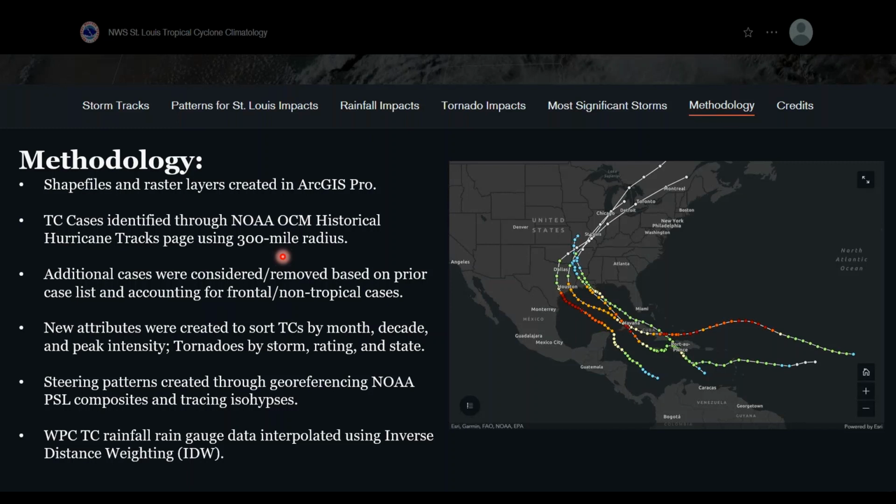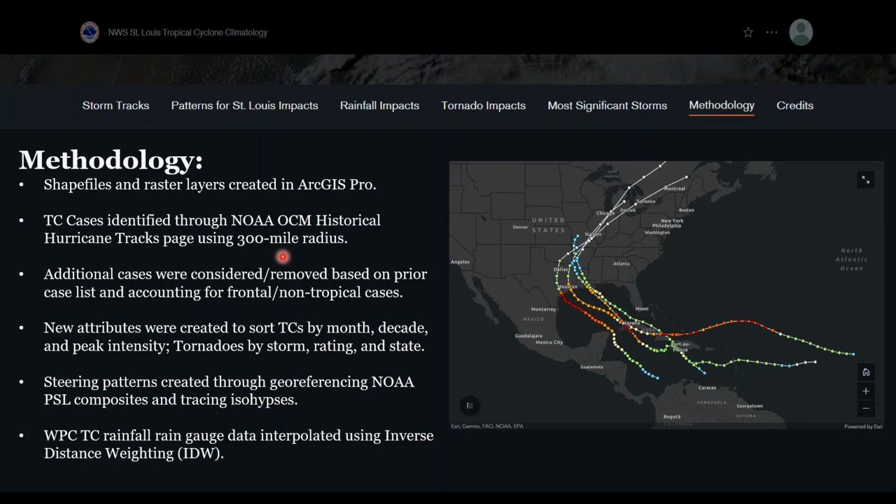Again, like I said, the steering patterns were created using the NOAA PSL composites by georeferencing them in ArcGIS Pro, and then also having to go in and do a little bit of dirty work, tracing the isohypses of the geopotential heights in order to create those maps. I'm very proud of how those maps ended up coming out, so I think it was well worth it.